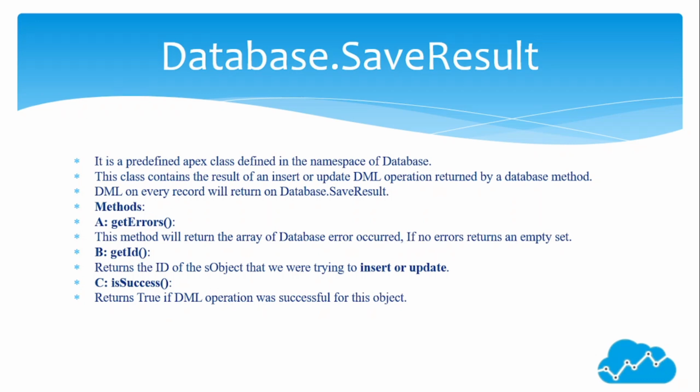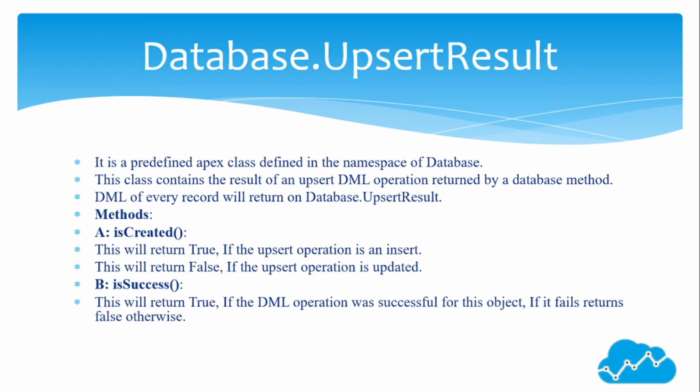The getId method returns the ID of the sObject that we were trying to insert or update. The isSuccess method returns true if the DML operation was successful for this object.